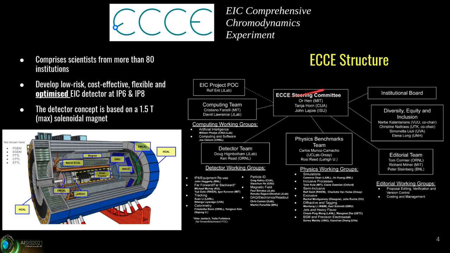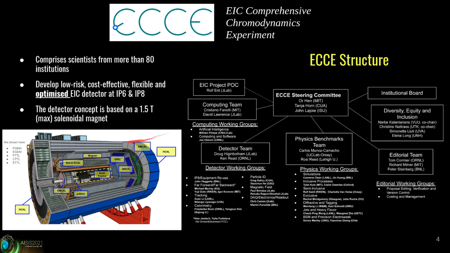ATHENA consortium comprises of different working groups actively working to meet the EIC performance requirements. You can see here different working groups interact with each other, which is very crucial, especially during this time of the experimental program, which is in its design phase. I'll show how computing team works in collaboration with others in a while.